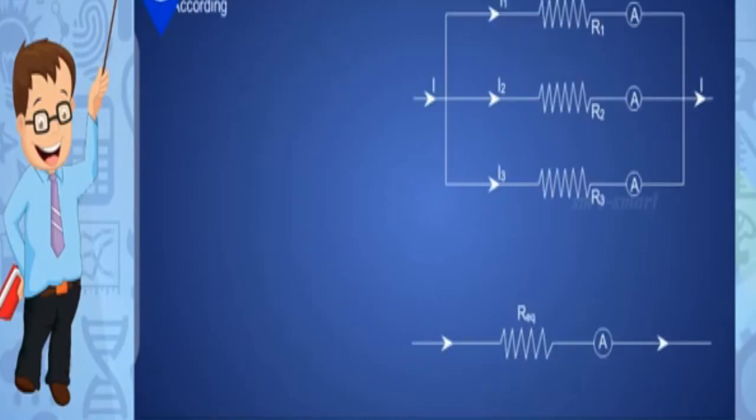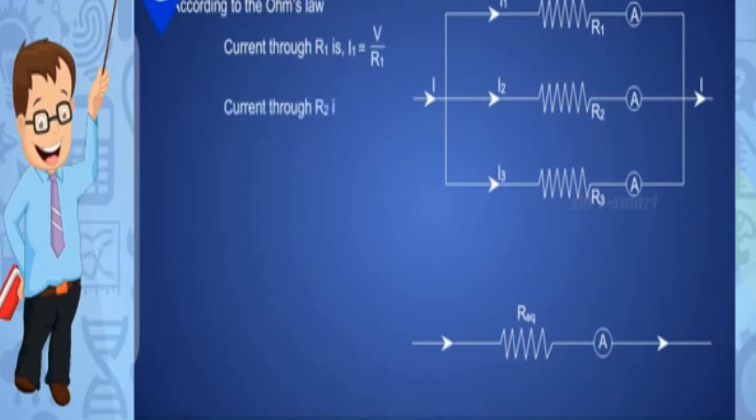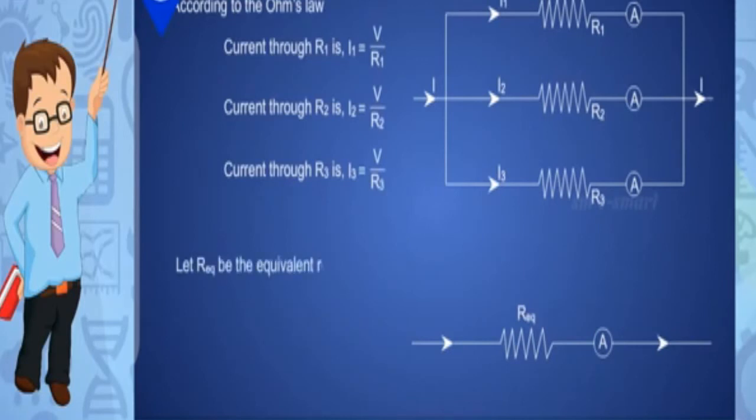According to Ohm's law, the current through R1 is I1 equals V by R1. Current through R2 is I2 equals V by R2. Current through R3 is I3 equals V by R3. Let Req be the equivalent resistance of the resistors in parallel. It is shown in the figure. Then we get I equals V by Req.